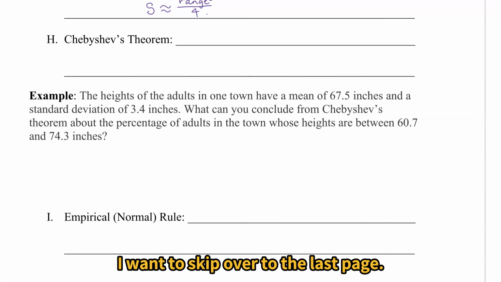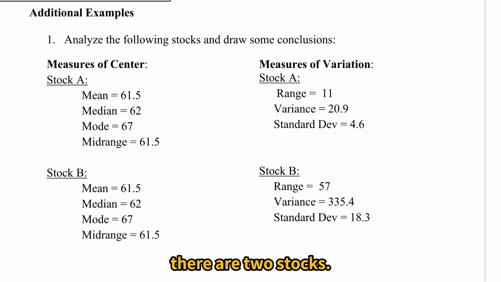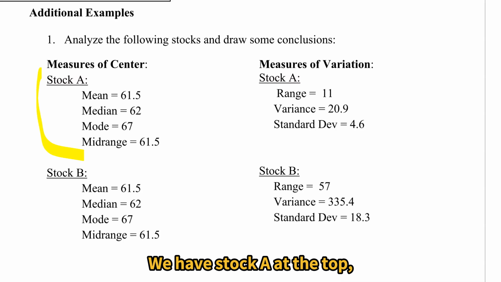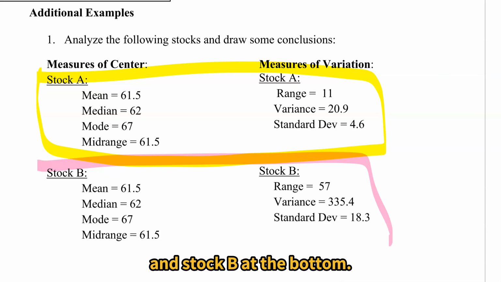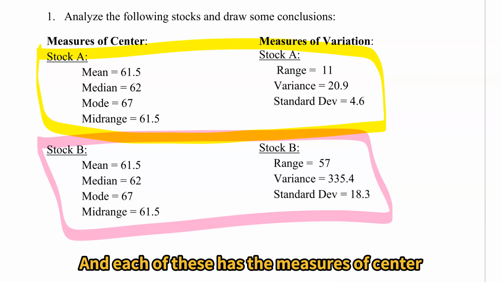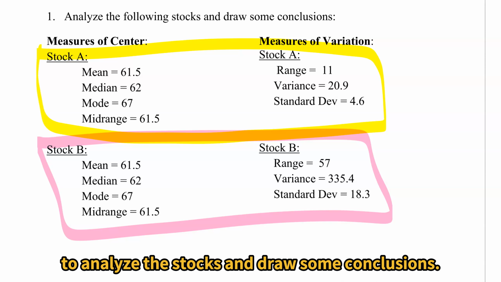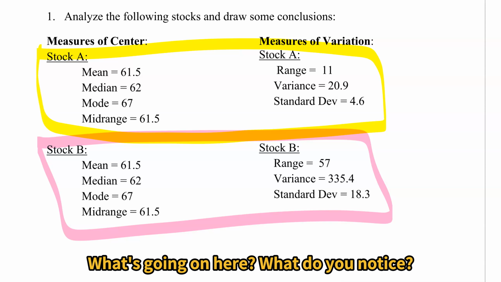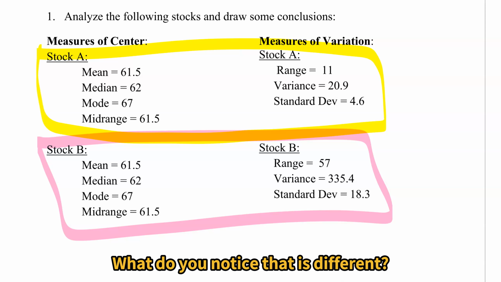I want to skip over to the last page. Skipping over to the last page, there are two stocks. We have stock A at the top and stock B at the bottom. And each of these has the measures of center and measures of variation. And so the question is to analyze the stocks and draw some conclusions. What's going on here? What do you notice? What do you notice that they have in common? What do you notice that is different?